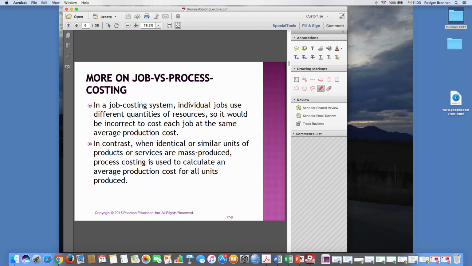And to a certain extent, that's basically the essence of process costing. It's a practical approach to trying to measure the cost of something where the items are indistinguishable.